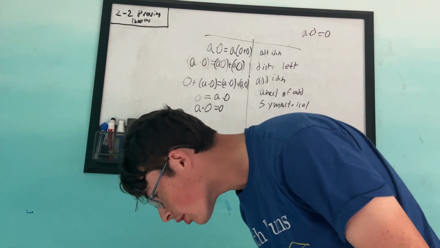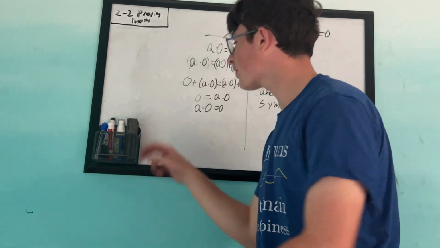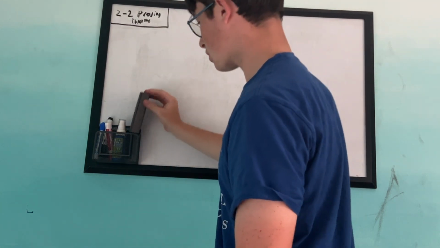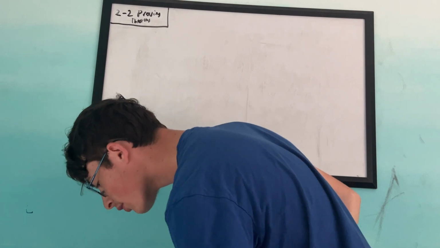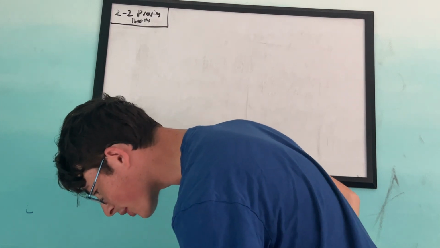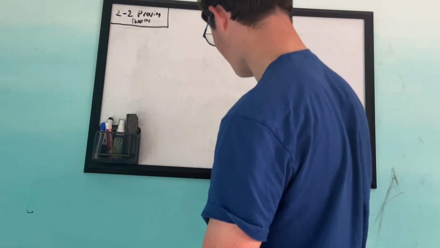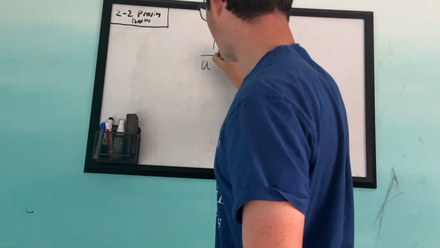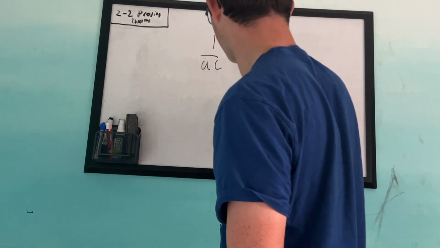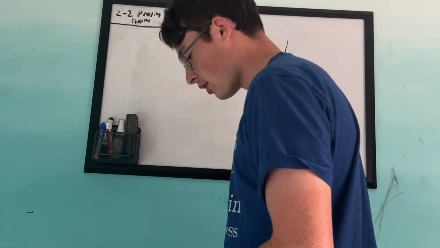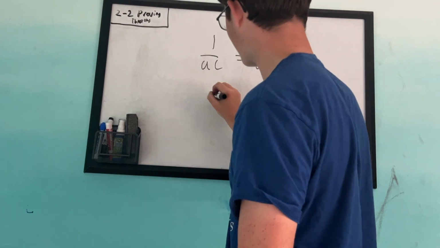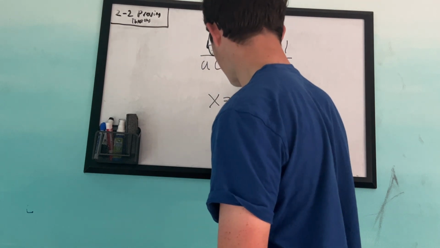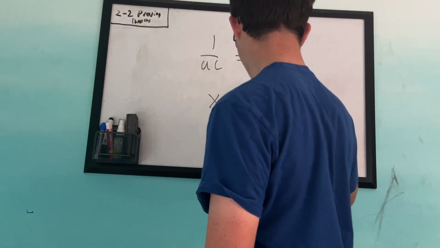I don't think I'm going to prove anything else. I'll also just introduce two other properties. One of them is really simple, but one of them is relatively complex. So that's 1 over AC equals 1 over A times 1 over C. And then the other one, the simple one, is if x equals y, then negative x equals negative y.